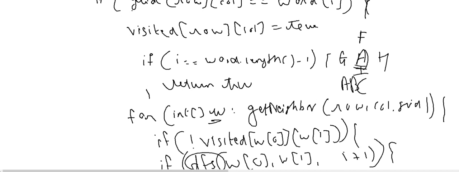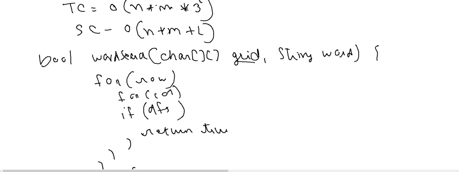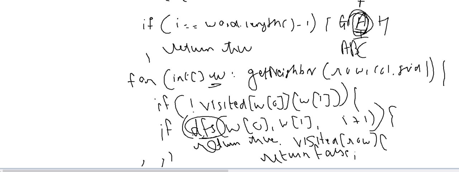But since we marked this cell as true, we need to reset it, right? Because as I told you, whenever we do DFS, at this point our visited array should be all false. So we need to reset that visited array. So before returning false, outside all these if conditions, you need to mark the visited of that row and column as false when you are backtracking.